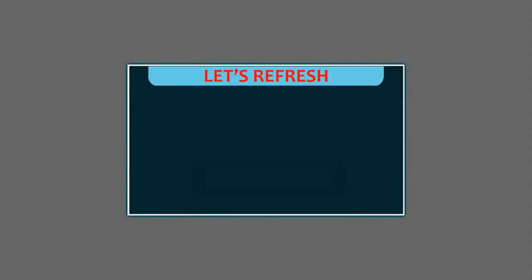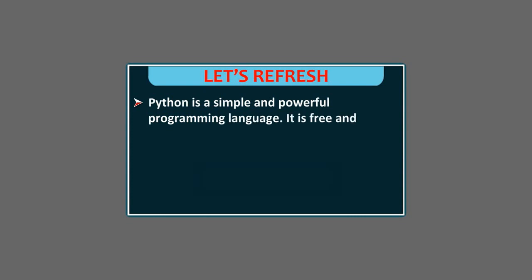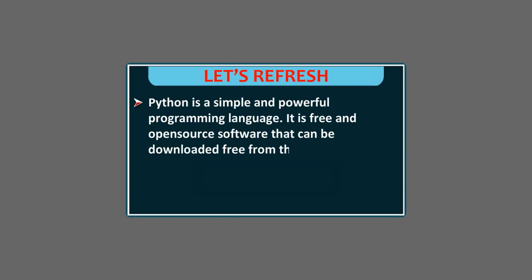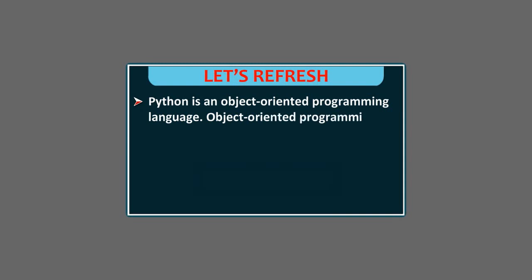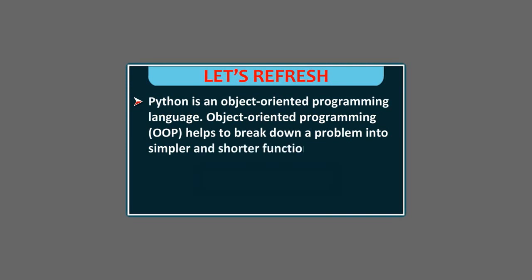Let's refresh. Python is a simple and powerful programming language. It is free and open source software that can be downloaded free from the internet. Python is an object-oriented programming language. Object-oriented programming, OOP, helps to break down a problem into simpler and shorter functions or methods.